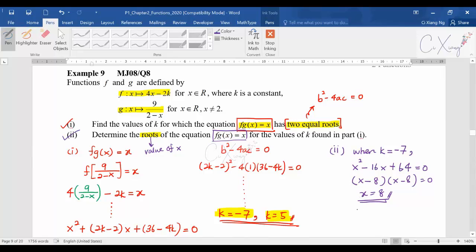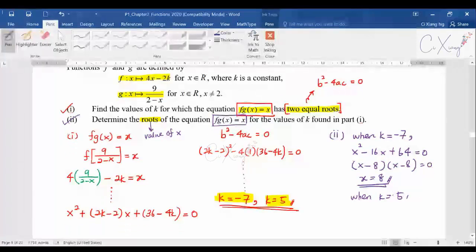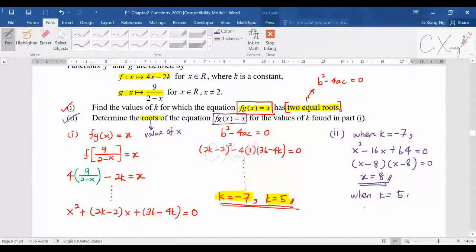Alright. Again, you need to consider another case when k equals 5. Substitute k equals 5 into this equation here, and you'll get a quadratic equation. I won't show you what it is. If you simplify and solve the quadratic equation, you should get x equals negative 4. So this part I leave for you again to complete. Okay, so this is how they ask you the question.